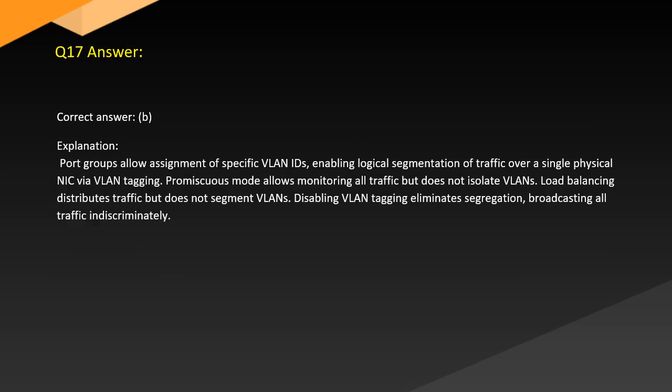Answer. Correct answer: B. Explanation. Port groups allow assignment of specific VLAN IDs, enabling logical segmentation of traffic over a single physical NIC via VLAN tagging. Promiscuous mode allows monitoring all traffic but does not isolate VLANs. Load balancing distributes traffic but does not segment VLANs. Disabling VLAN tagging eliminates segregation, broadcasting all traffic indiscriminately.